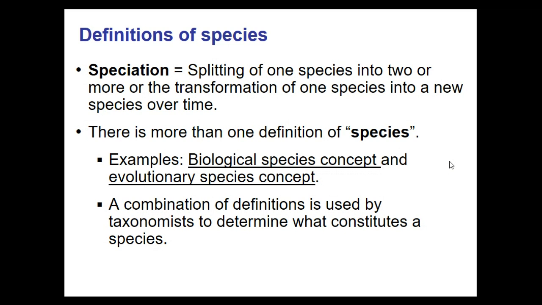So that's speciation. Speciation could involve one species becoming two or more new species, or it could mean an old species still exists, but another species evolved from that species.